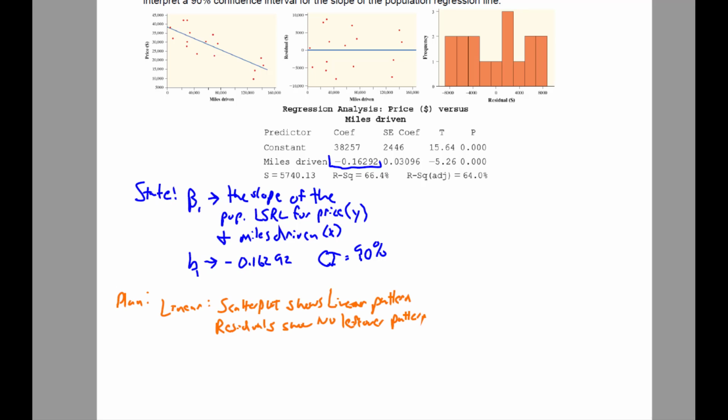So again, with linear, the scatter plot shows a linear pattern. It's a decreasing or negative linear pattern, right? And the residuals show no leftover pattern. Okay. So now we could talk about our I, in which case we're talking about independent.